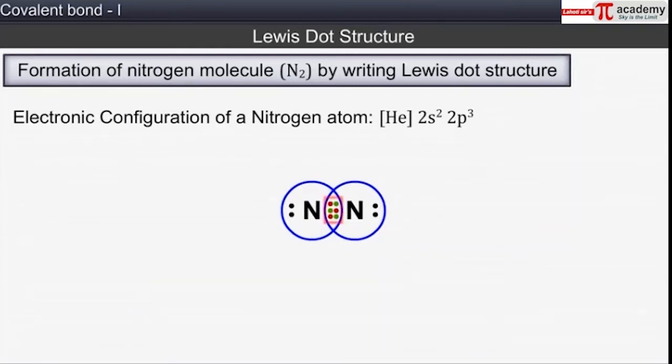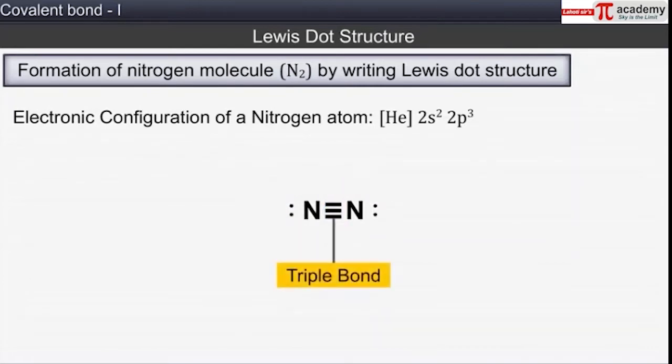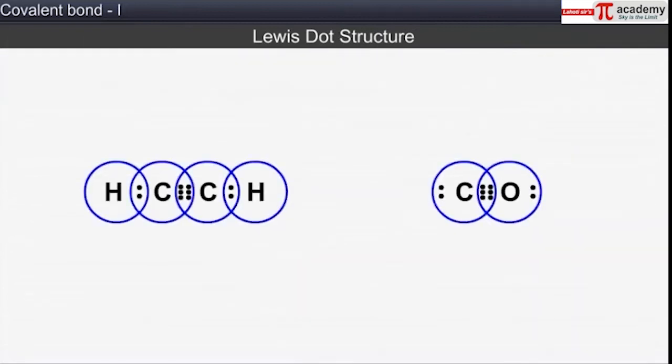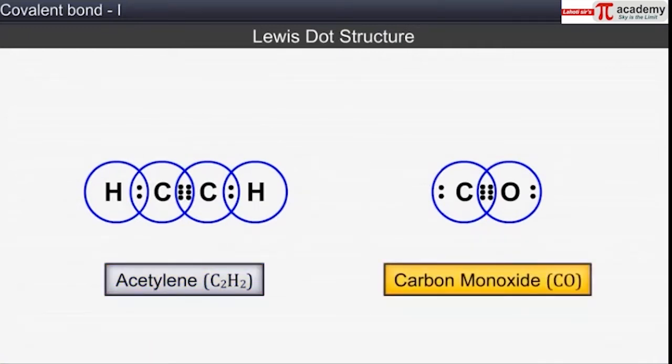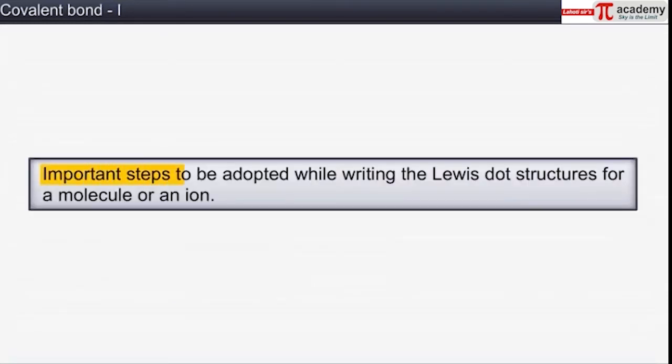As 6 electrons, that is, 3 electron pairs are shared between 2 nitrogen atoms, the 2 nitrogen atoms are said to join by a triple bond. Similarly, we can show the formation of acetylene, C2H2, and carbon monoxide molecule by Lewis dot structures as shown. Let us look at certain other important steps to be adopted while writing the Lewis dot structures for a molecule or an ion.